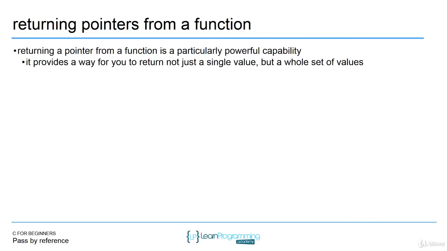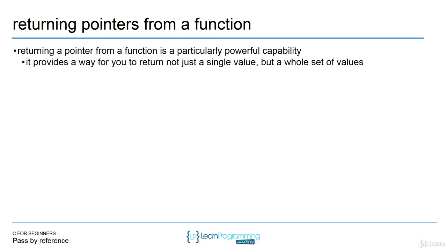Returning pointers from a function. Returning a pointer from a function is a particularly powerful capability. It provides a way for you to return not just a single value, but a whole set of values. So again, one of the other advantages I mentioned about pointers is that you can now return more data from a function. In the past, you could only return one value. But with a pointer, because a pointer could be pointing to a structure, which we haven't talked about yet, or even other things, you can return multiple values.